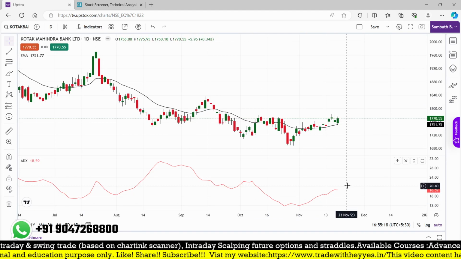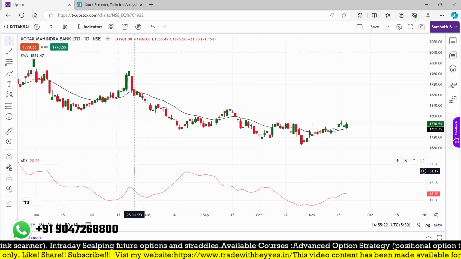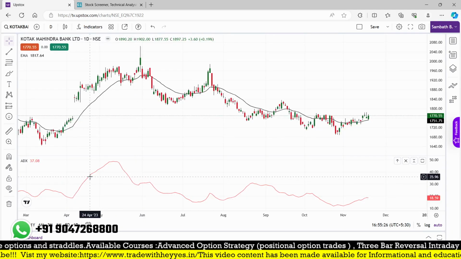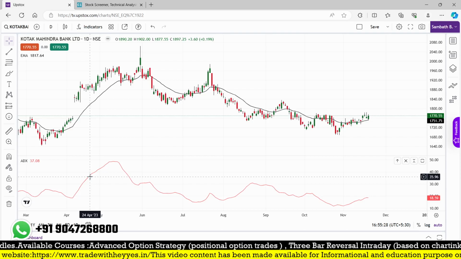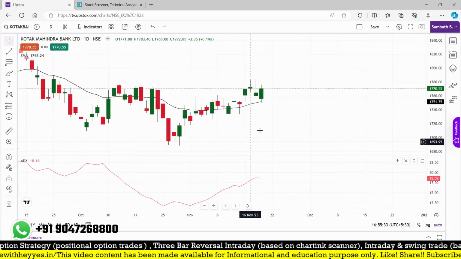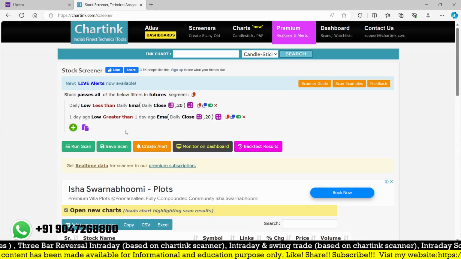Here you can see the ADX is just about 18. If I'm looking for a trend, maybe around 30 plus or 40 plus, or at least 25 plus on the ADX, that is going to give you a great opportunity. So hope you understood. It is showing you the support which is taken, and there is also one more condition which you can give.